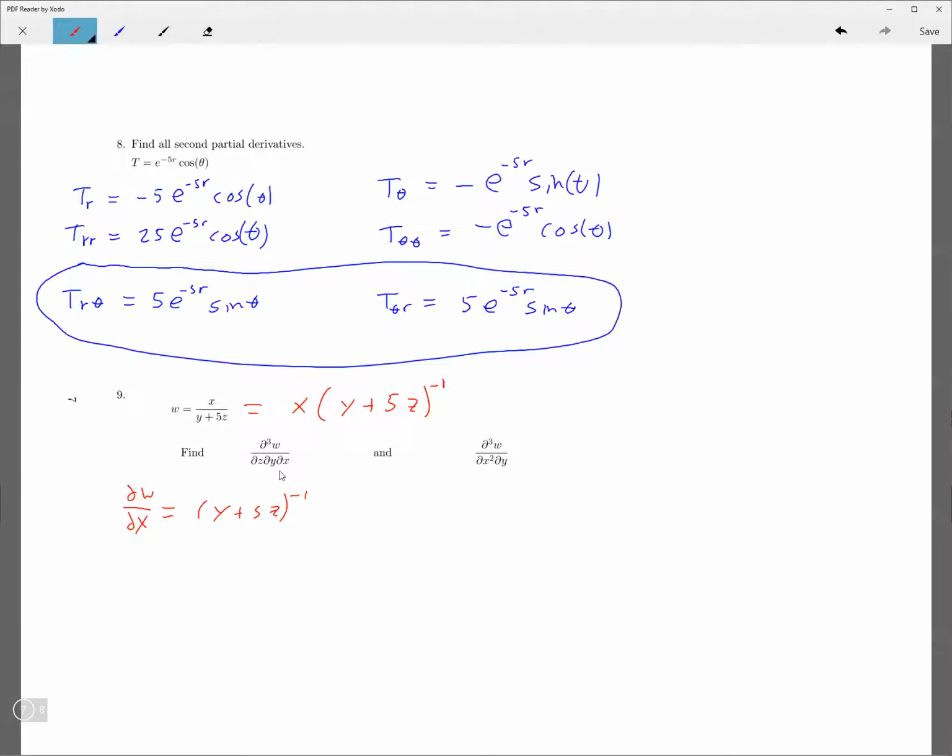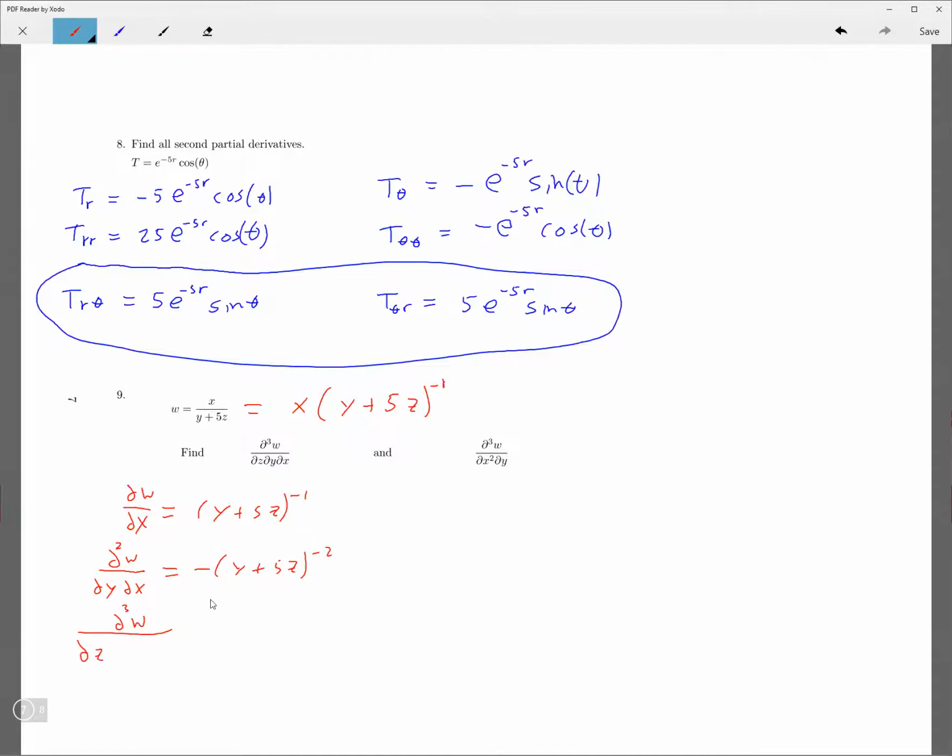Okay, and then you want to take the partial of that with respect to y. So we've already done the partial with respect to x. Now it's the partial with respect to y. So it's just the derivative of this, treating this part as a constant. So that's negative (y plus 5z) to the negative 2.